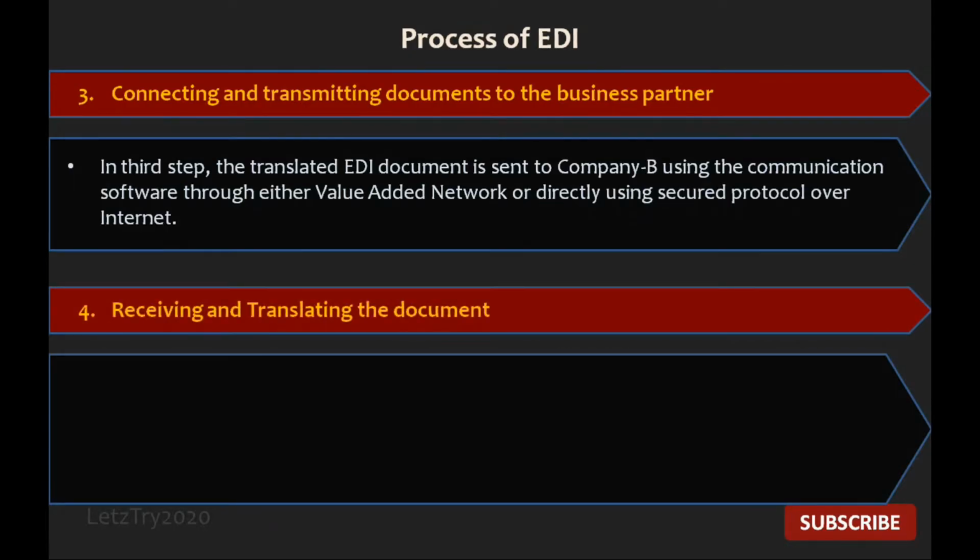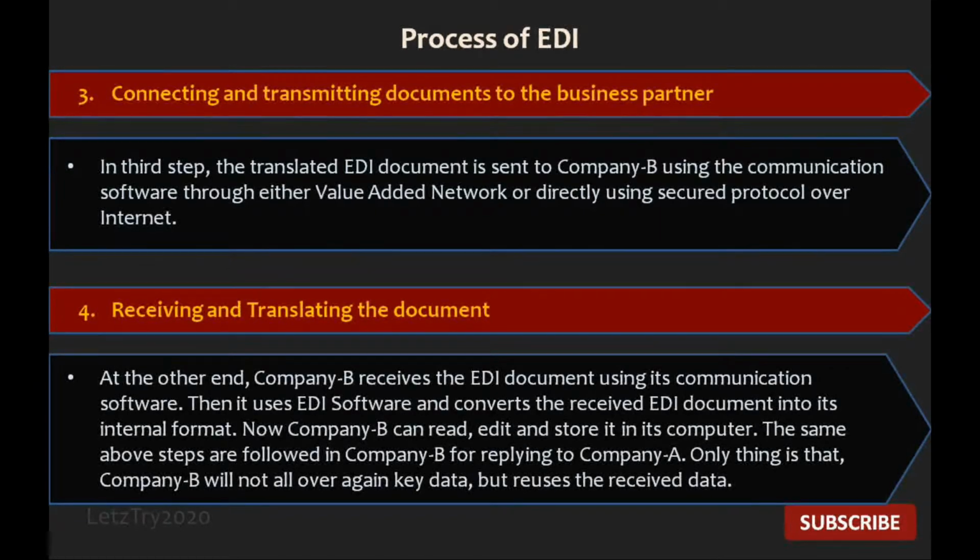Fourth step is receiving and translating the document. At the other end, Company B receives the EDI document using its communication software. Then it uses EDI software and converts the received EDI document into its internal format. Now Company B can read, edit and store it in its computer. The same above steps are followed in Company B for replying to Company A. Only thing is that Company B will not all over again key data but reuses the received data.